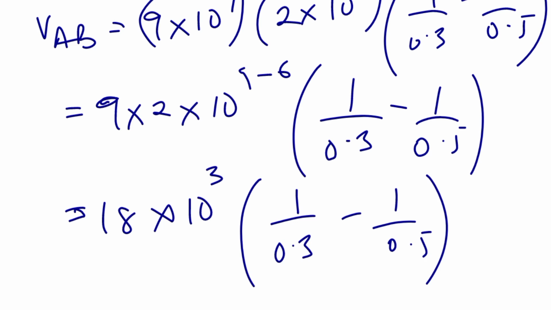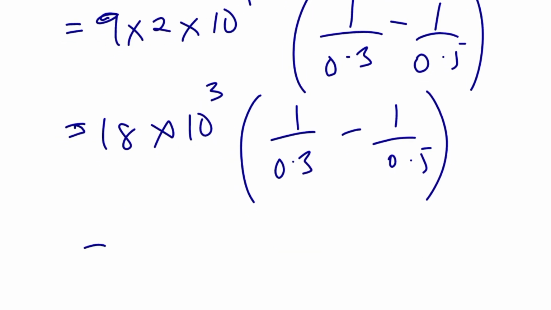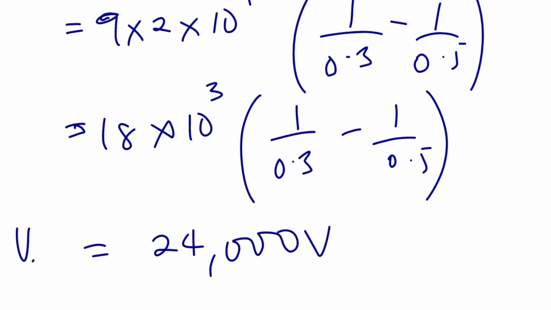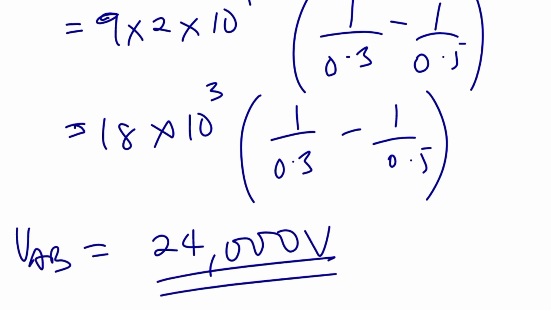If we simplify this, we end up with the value 24,000 volts. So VAB is equal to 24,000 volts, because the unit of potential difference is volt.